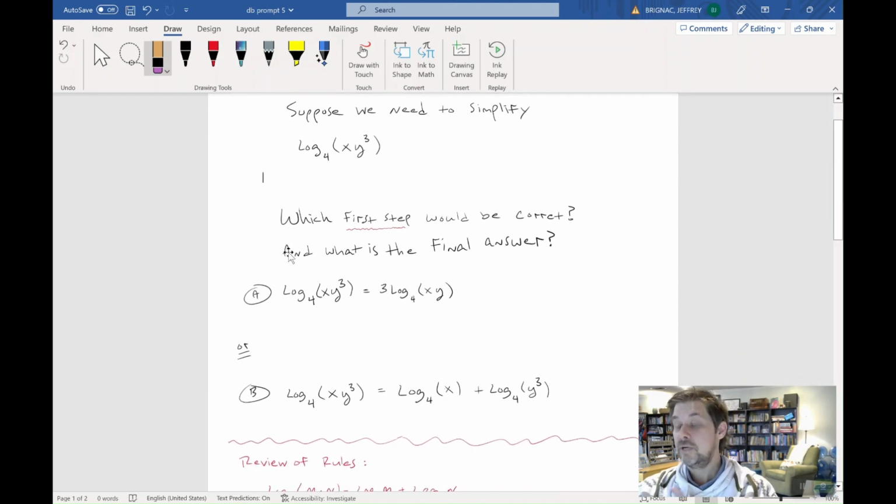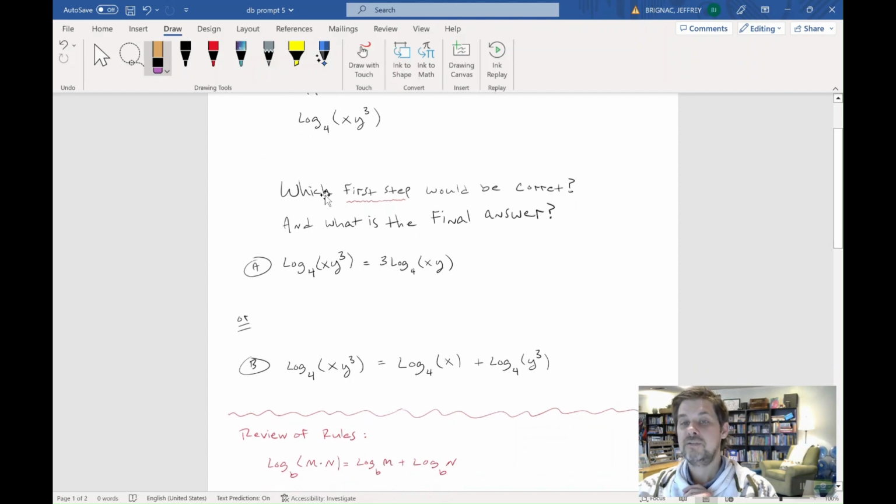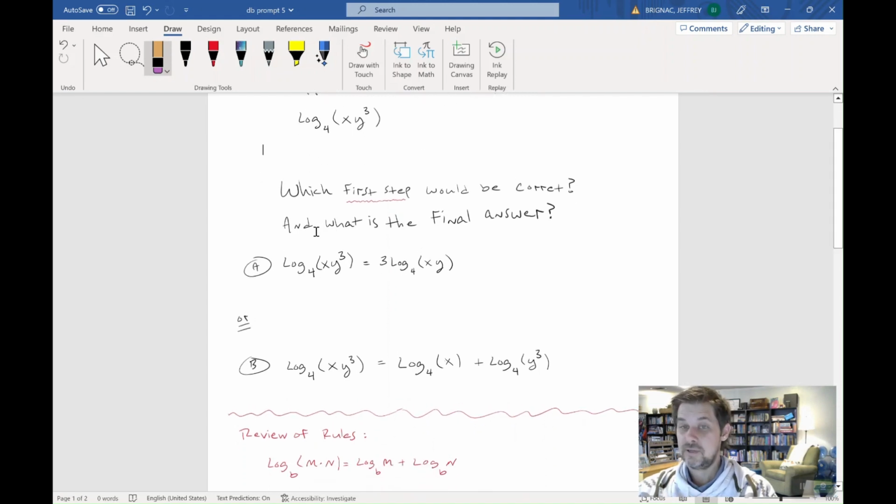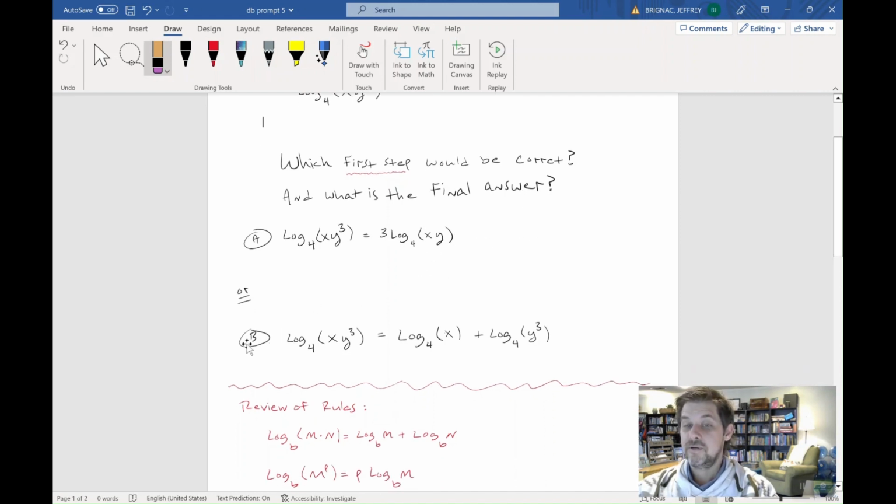Now, my two questions I want to ask you are this. Which first step below, A or B, would be the correct way to proceed in simplifying this? And then my second question is, what is the final answer? So two options, A or B. In option A, the first step is like that, and then you can simplify a little further to a final answer. Or in B, the first step in simplifying this is like this, and then you can simplify a little further to a final answer. So A or B, which one is it, and what is the final answer? Those are my questions for you.